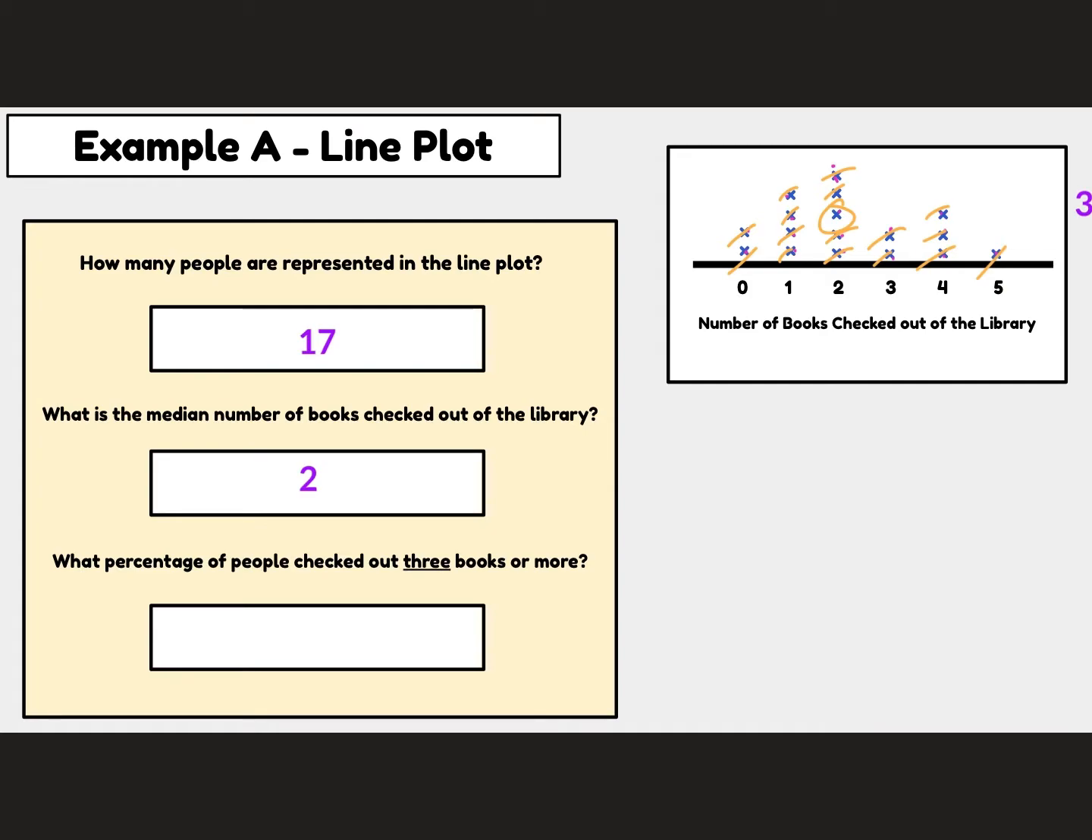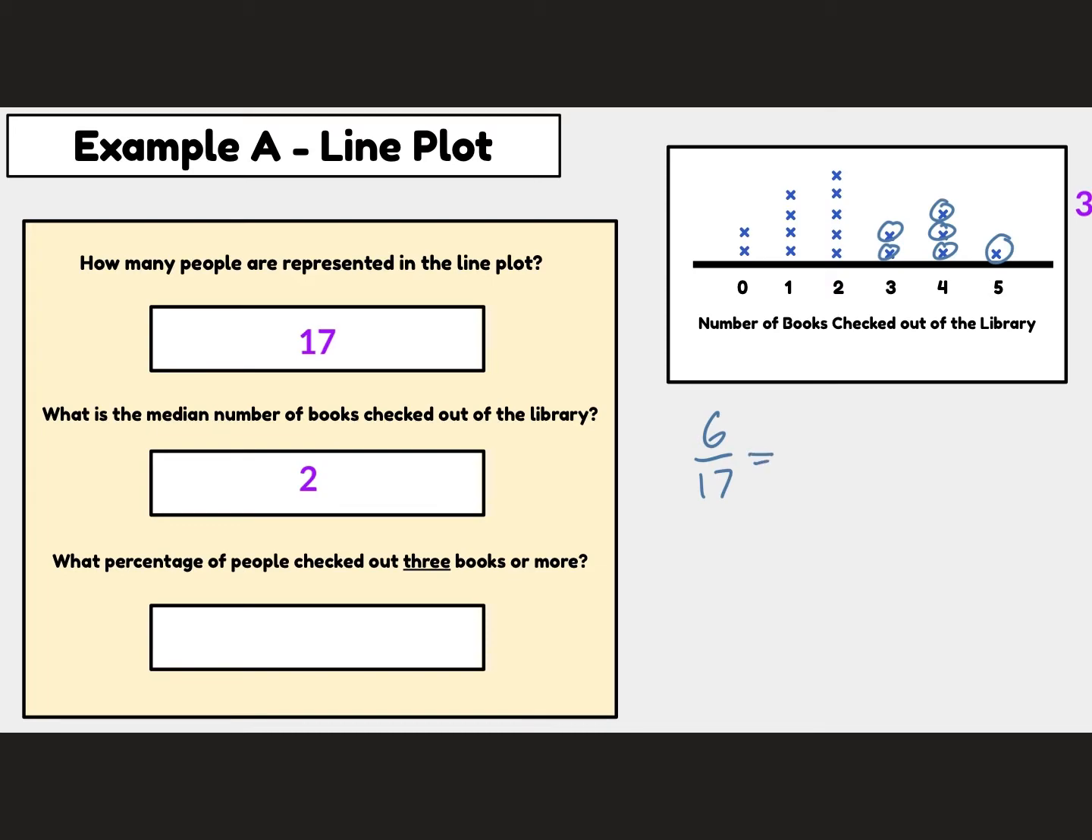So to start out, we need to first figure out how many people have 3 books or more. Remember, 3 books or more is going to include the number of people that are 3. So we've got 2 people here in the 3. We've got 3 people who checked out 4 and 1 person who checked out 5. So now we know that there are 6 people out of the 17 people that checked out 3 books or more. Now that we know that, I'm going to use this information to form a proportion.